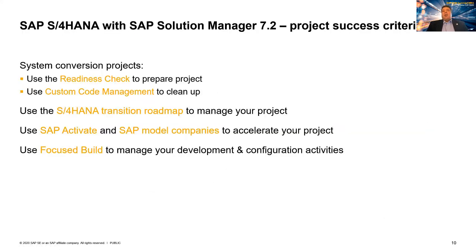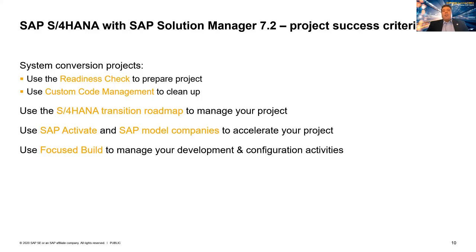So in a nutshell, when you do a system conversion project, for instance, you would use the readiness check to prepare your project, to identify what has to be done. The result, the outcome is the simplification item list. You would definitely also use custom code management to clean up your system, to check what is really needed to transfer into an S4 system. Then you would also use the S4HANA transition roadmap to manage your project. So getting, let's say, the guidance, the tasks of the roadmap, how a project has typically been done.